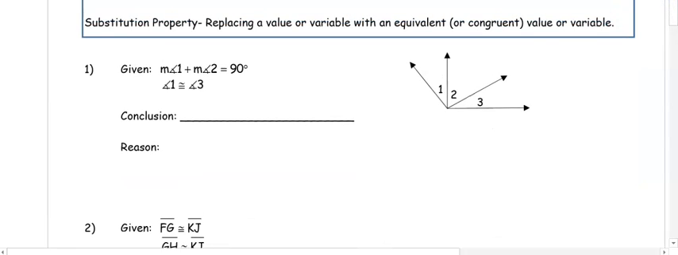In number 1, we have that the measure of angle 1 plus the measure of angle 2 is 90 degrees. And we have that angle 1 is congruent to angle 3. So we can take angle 3 and replace angle 1 since they were congruent. So we can say the measure of angle 3 plus the measure of angle 2 is 90 degrees. And this would use the substitution property.